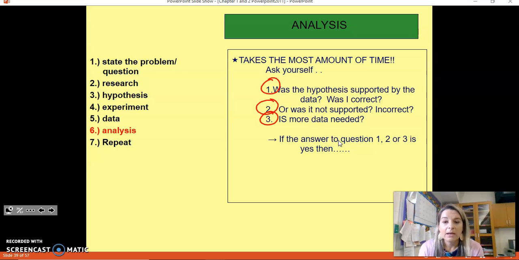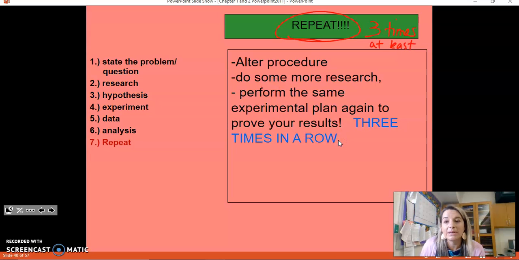Was I correct? You have to ask yourself, is there more, or was it not supported? Was I incorrect? Is more data needed? Was I not correct one time, but then I was correct another time? If you answer yes to 1, 2, or 3, you then have to do something that you're going to have to do anyways, which is repeat. In order to have a successful experiment, you must repeat at least 3 times.